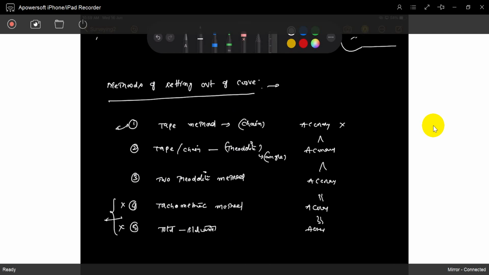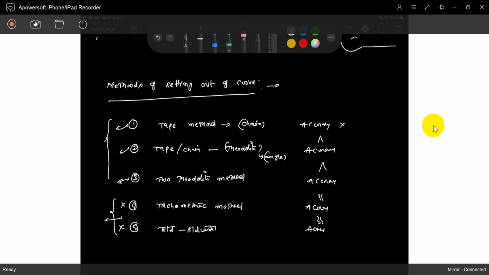So many tape methods are there. In tape methods alone we have 4-5 different methods. We will discuss one or two. In the textbook, in the syllabus, they mention only one, I think. We will discuss one or two methods: one tape and chain method, and maybe we'll see whether it is in the syllabus or not. The two theodolite method is in the syllabus. We will discuss some of the methods.